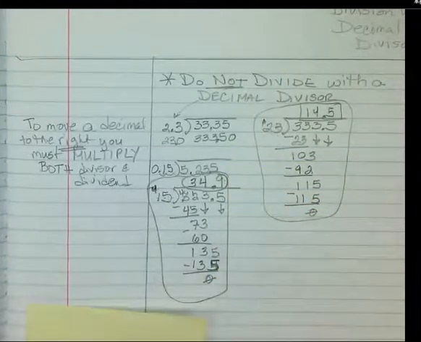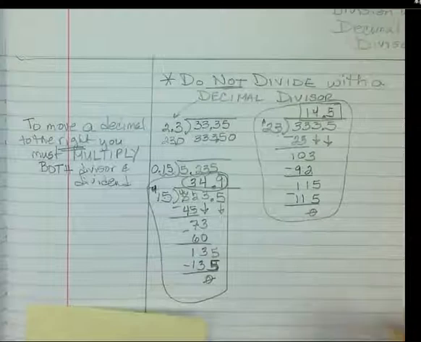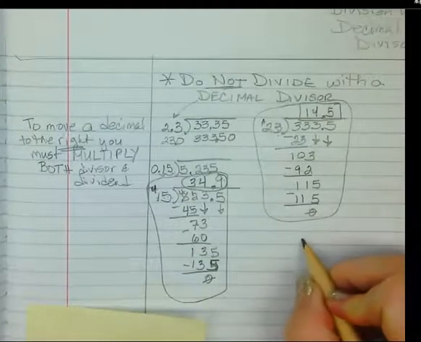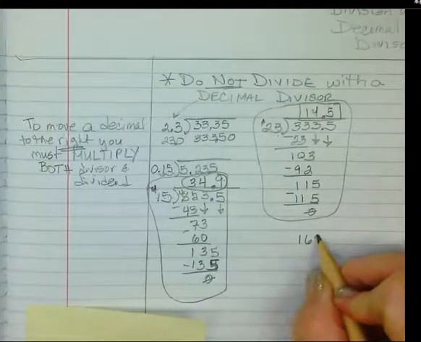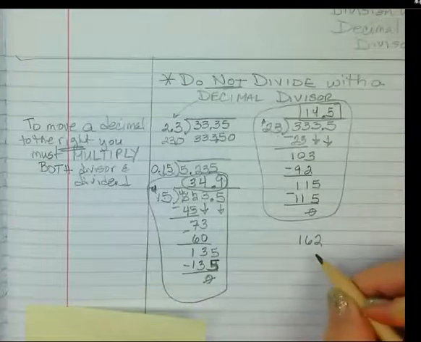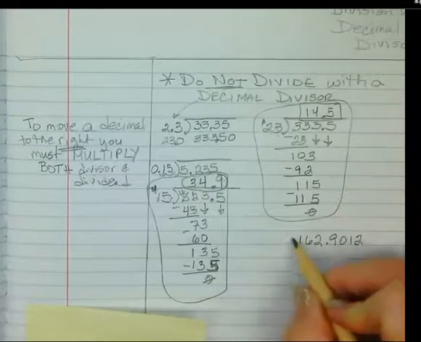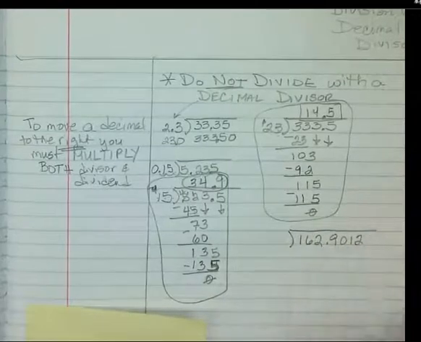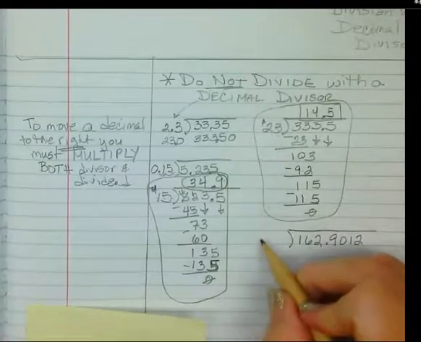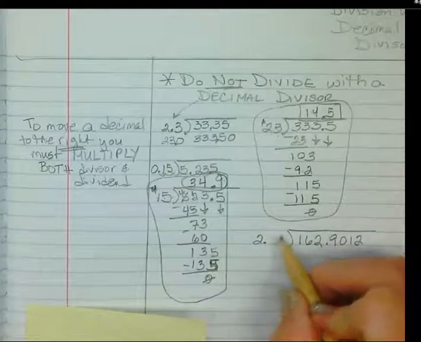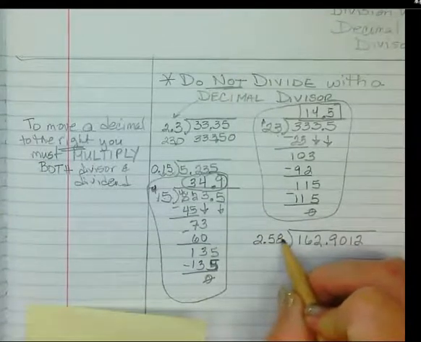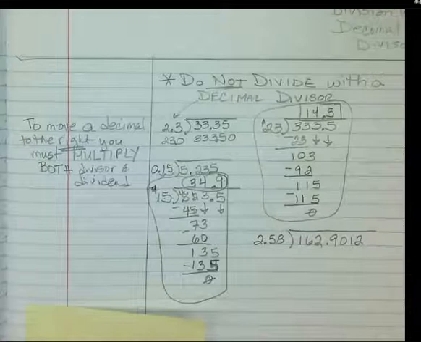All right, ready for the last one? Here we go. This is going to be a kicker, all right? We have 162 and 9,012 10,000ths. I know I'm making it just so crazy, aren't I? And then divide by 2, and 58 100ths. What are we going to do?